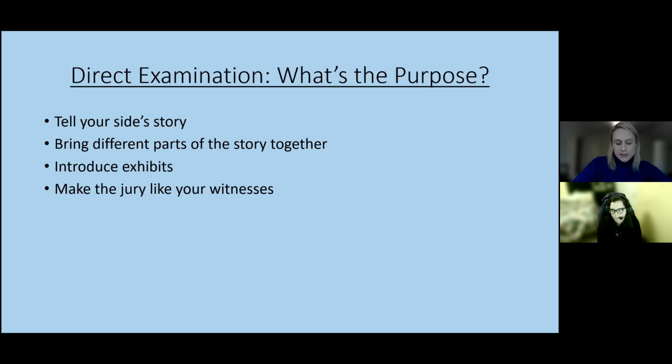So the key here again to remember is that the witness is the star. As the attorney giving a direct examination, this is not the time for theatrics where the lawyer is the one who steals the show. This is the time for the witnesses really to shine.